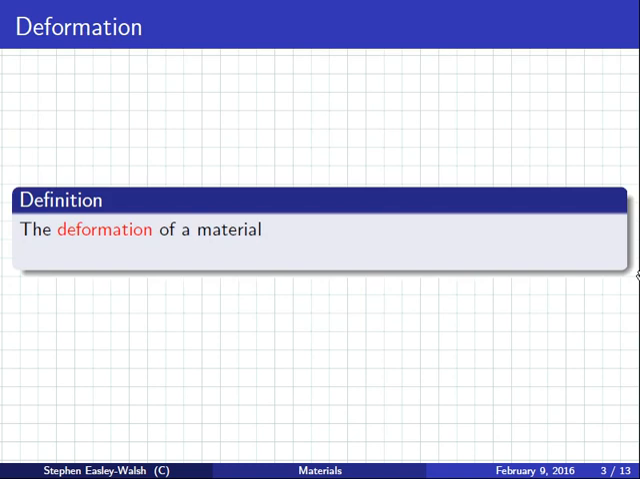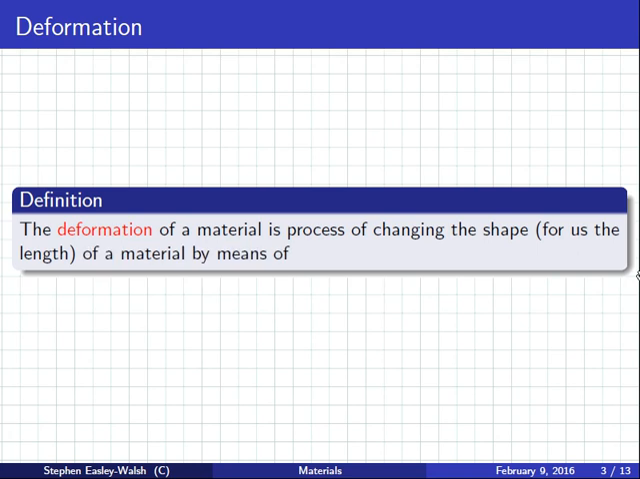Okay, some vocabulary first. What does this word mean? Deformation. Losing shape. Yeah, basically. Deformation of a material is the process of changing the shape. And for us, we only really care about changing the length. This is what we're discussing at the moment, by means of applying a stress and force.